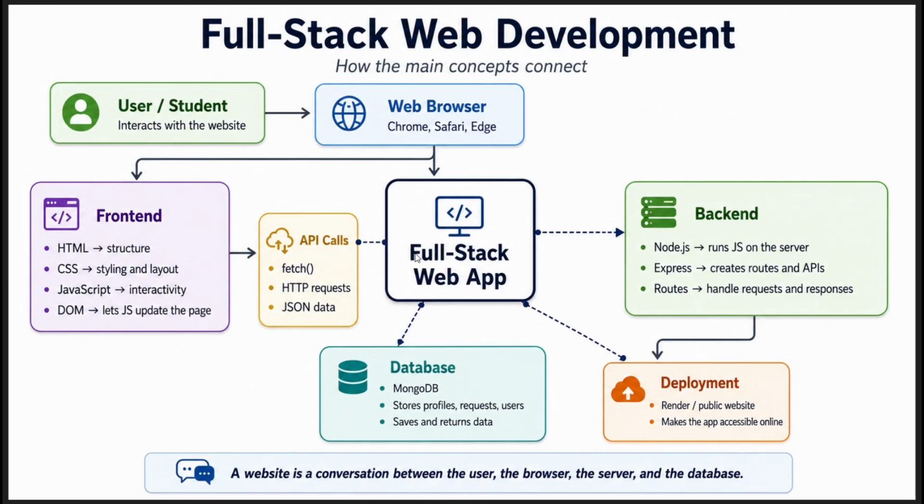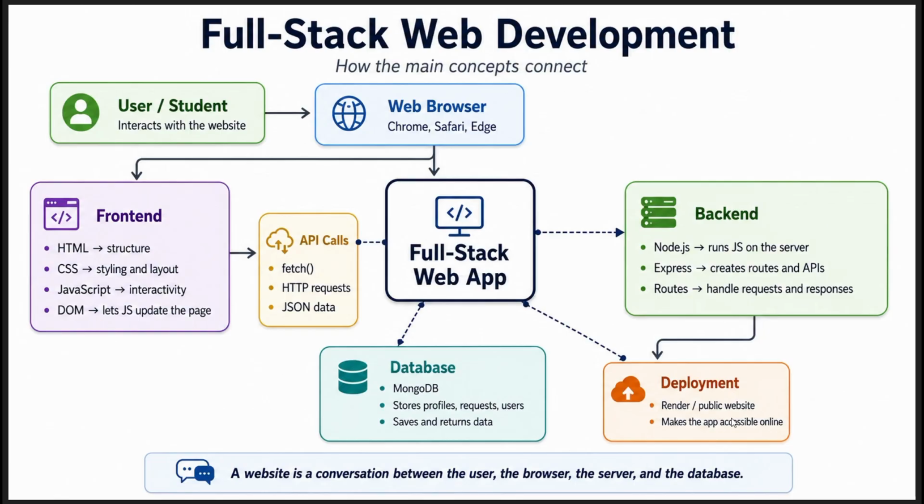And finally, we have the deployment. When we run a project locally, it only works on our own computer, usually through localhost. And deployment is what makes the app public. So till then it will be private and only we can view it and use it. After we make it public, everybody will be able to use the website.